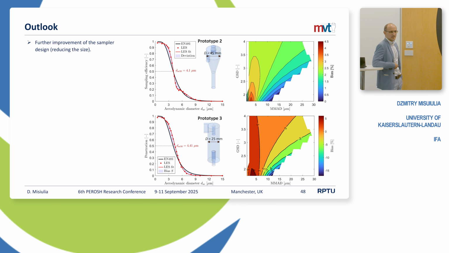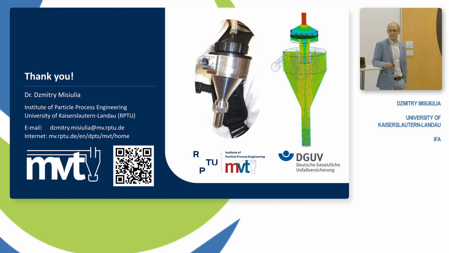This project is still going on. The next step is further optimization of the sampler, namely reducing the size and the mass of the sampler to make it more wearable. Two new prototypes have already been investigated, one with a diameter of 4.5 centimeters, and another with 2.5, and now they are in the manufacturing phase and will be tested further. Thank you very much for your attention.